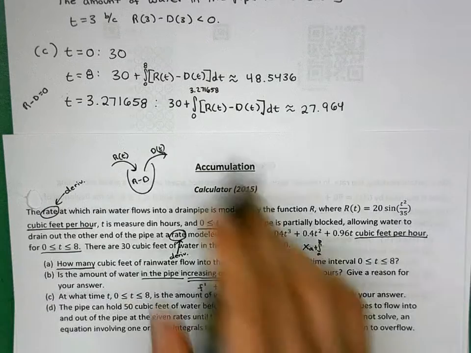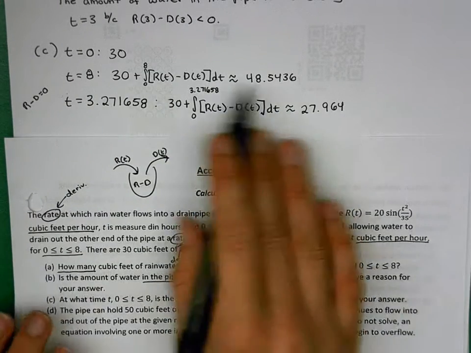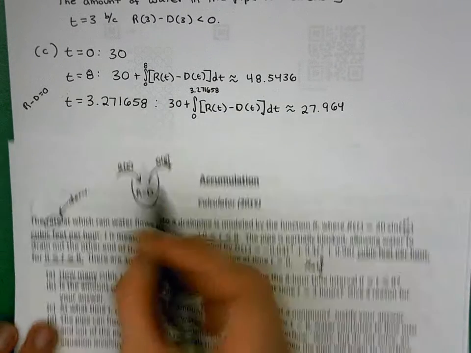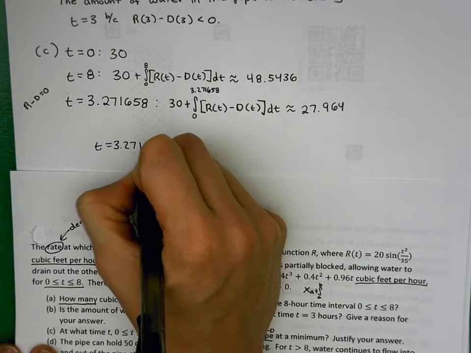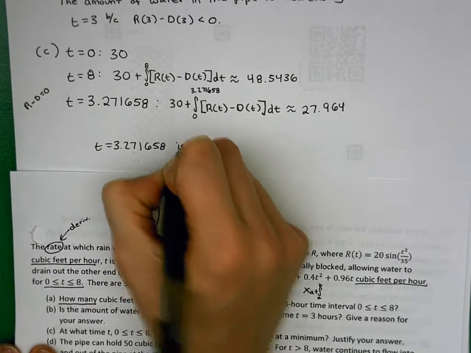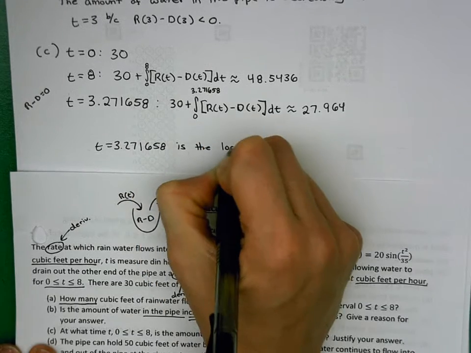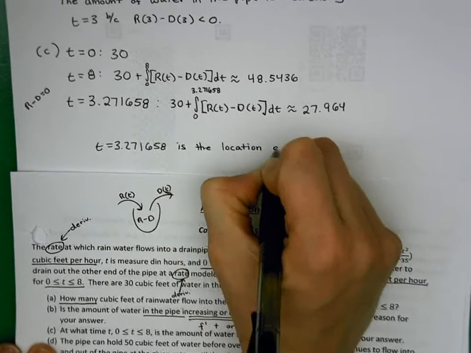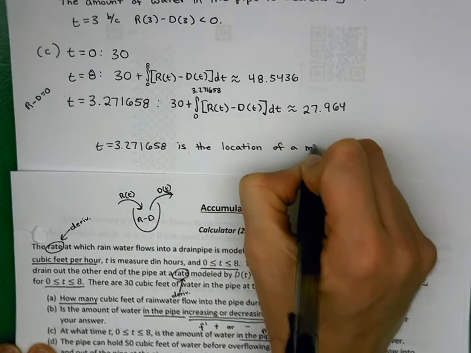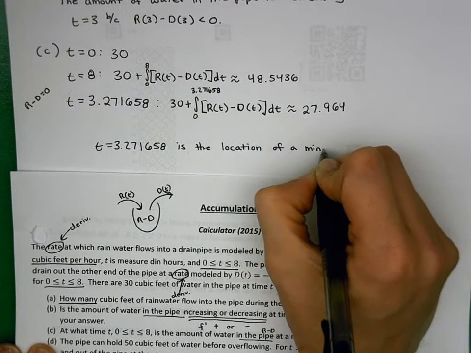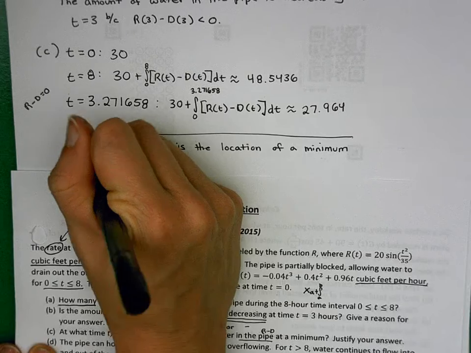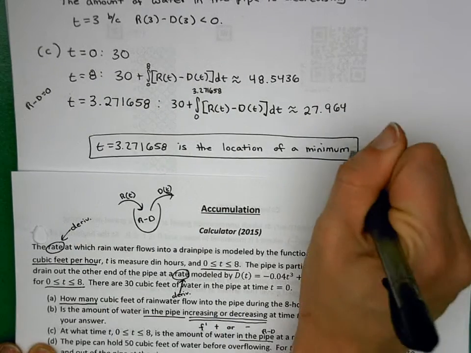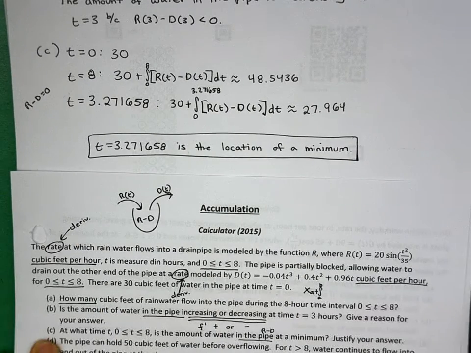27.964. And so then as I look at these, well, which one is where my minimum is? My minimum is located at t equals 3.271. It's the location of a minimum. Now, if they asked me what that minimum was, I'd answer it with the 27 number. But because they asked me to find the minimum, where is the minimum, I'm just going to answer with the t.